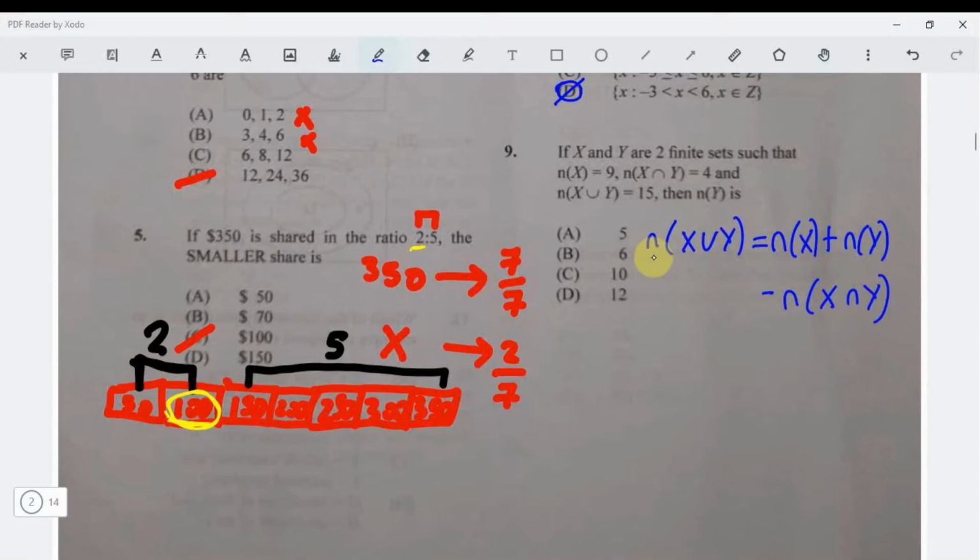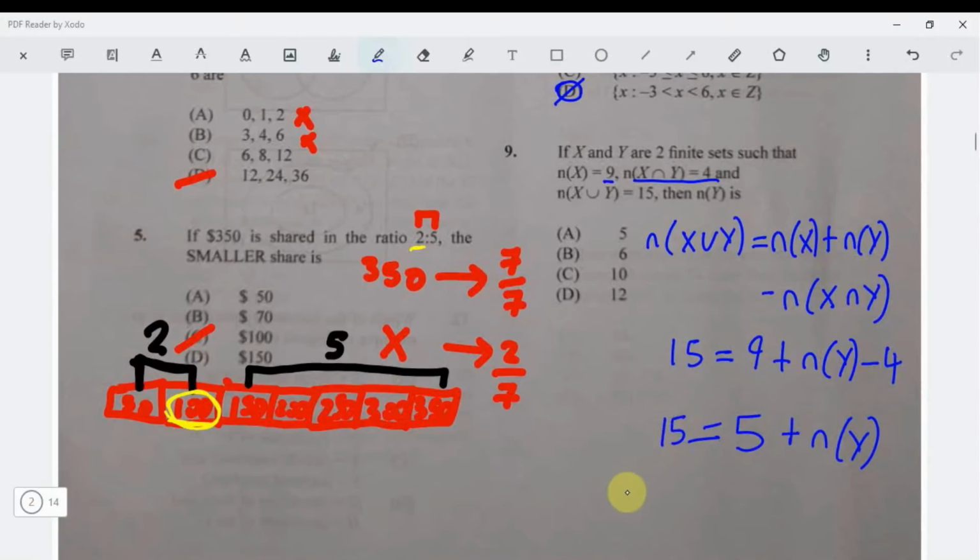So in this case, X union Y is 15. Number of elements in X is 9. Plus, we don't know the number of elements in Y. Minus the intersection, and they told us the intersection is 4. 9 minus 4 is 5. So that would be 5 plus number of elements in Y is equal to 15. So if we bring the 5 to the other side, 15 minus 5 is 10. So the number of elements in Y is 10. That would be option C.